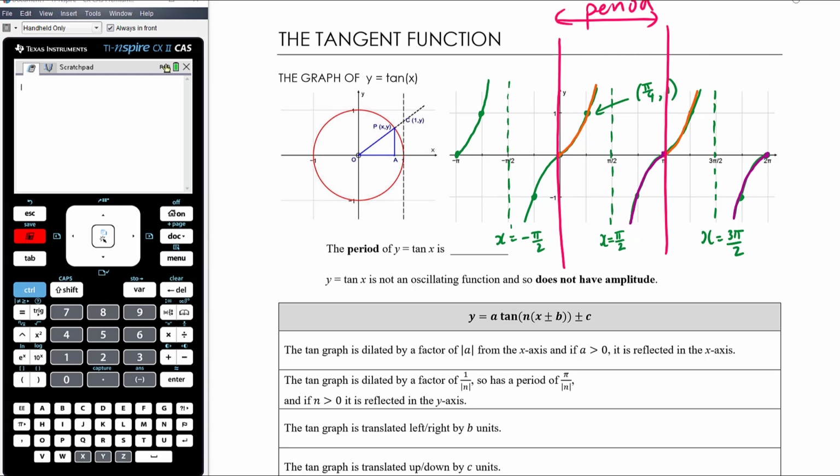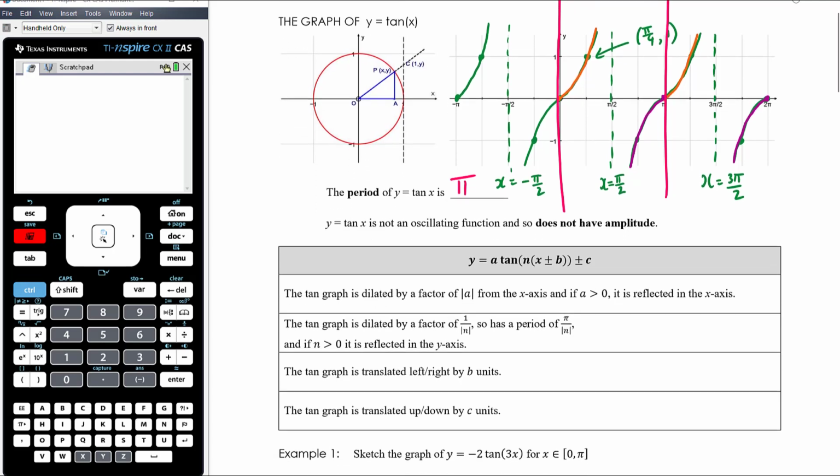That's all we need to look at to then be able to just repeat, repeat, repeat and have the full graph. Okay, so the period of tan is pi, not 2 pi. So the period of y equals tan x is pi. Okay, let's think about our transformations and applying those to the tan graph.